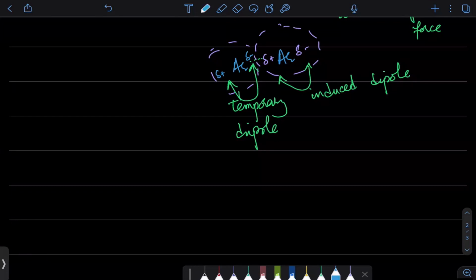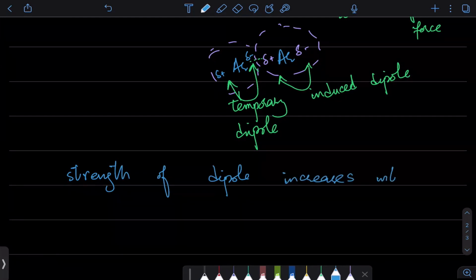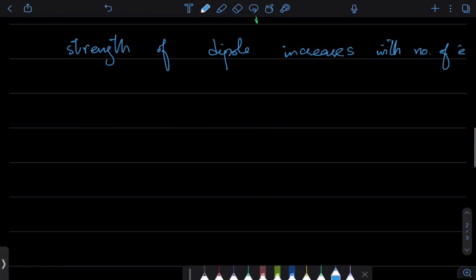So the strength of dipole increases with number of electrons. So let's try this out. Let's say I have helium with just 2 electrons. I have neon with 10 electrons.